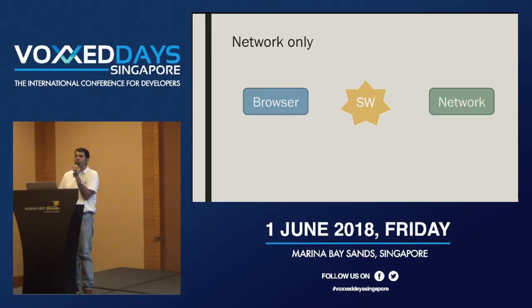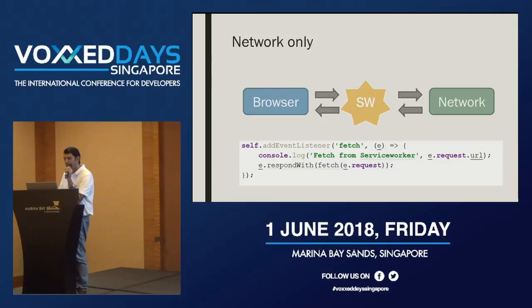When you say network only request, it's just like any HTTP request. You raise a request, the service worker just forwards it to the server, and then it comes back with the response. It's plain and simple. There is no role for the service worker, it's just a forwarder, and nothing gets cached. And this is how the code looks. Just respond with, just forward that call to fetch, get the response, and forward it back to the browser.